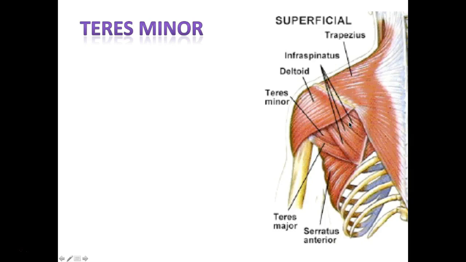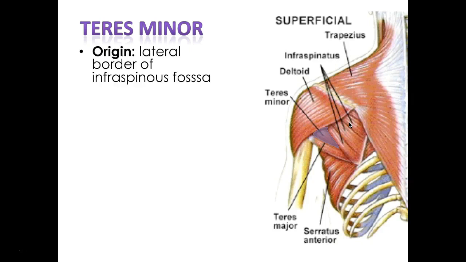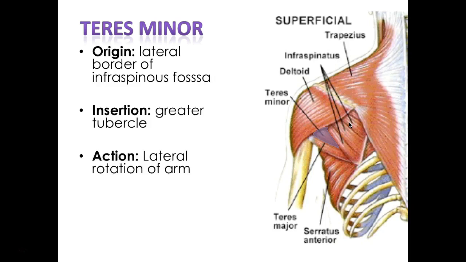Now we have our teres minor, and teres minor is this little guy over here, and it's originating from the lateral border of the infraspinous fossa. Sorry, I got three S's in there, I just realized. And the insertion is the greater tubercle. So almost all of these rotator cuff muscles are inserting into the greater tubercle, and its action is going to be lateral rotation of the arm as well, same as infraspinatus. And the reason for that is we have a similar origin and same insertion. So same action. And innervation is branch of the brachial plexus.